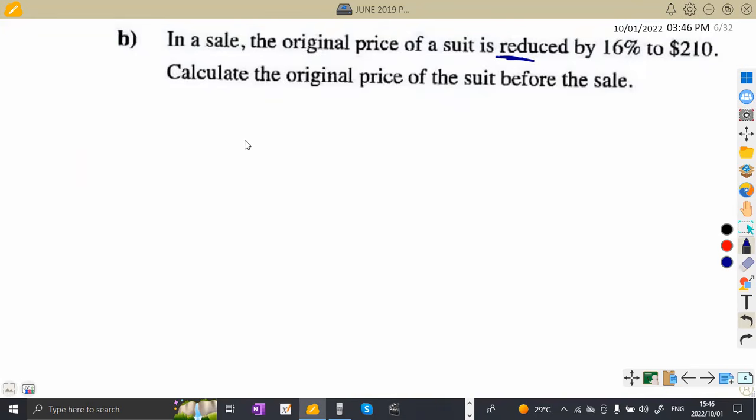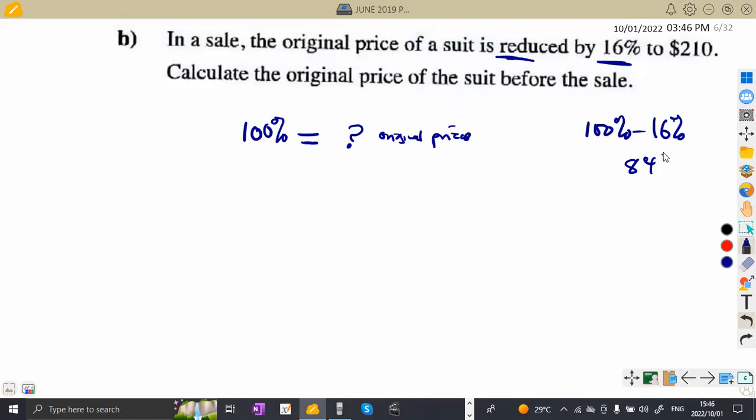Everything, guys, has to be at 100% when you start. So you started at 100%, but we do not know that amount at 100%. That one was our original price before. We had an original price, which was 100%. But now there's a sale, we have to reduce by 16%. So we're going to have 100 minus 16%, which is going to give us 84%.